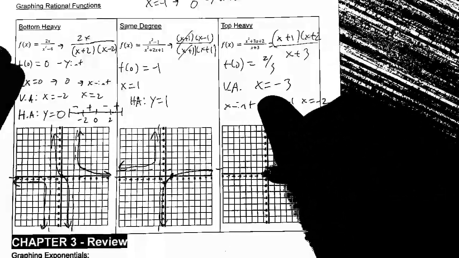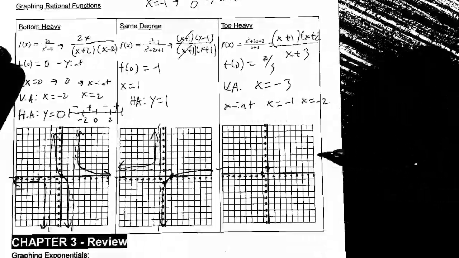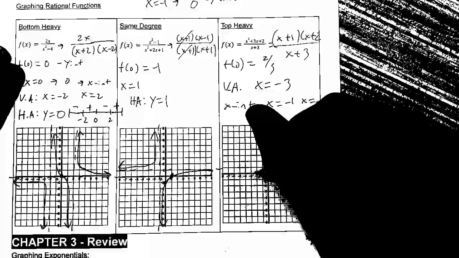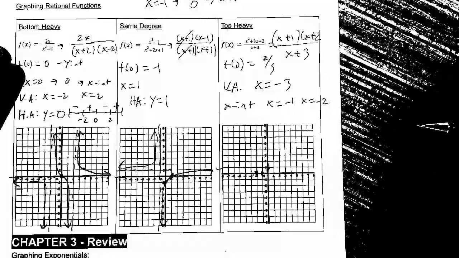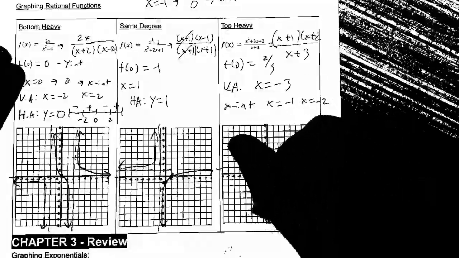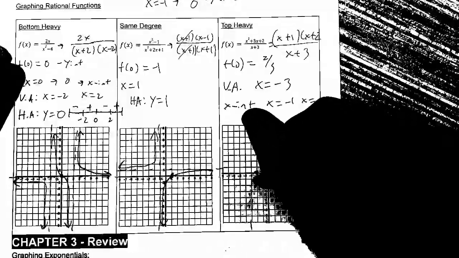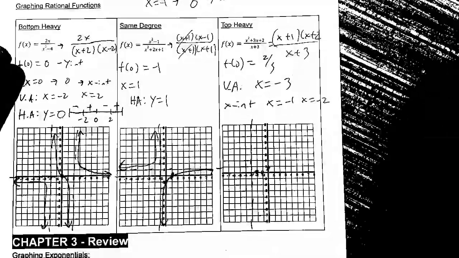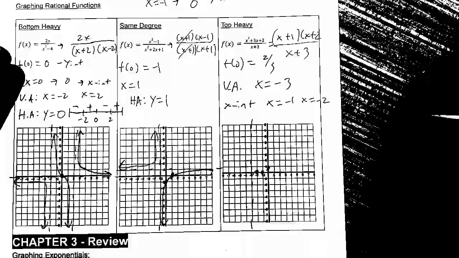So let's go ahead and plot those. We're going to have -1, we're going to have -2, and then we're going to have a vertical asymptote at -3. And there is no horizontal asymptote.